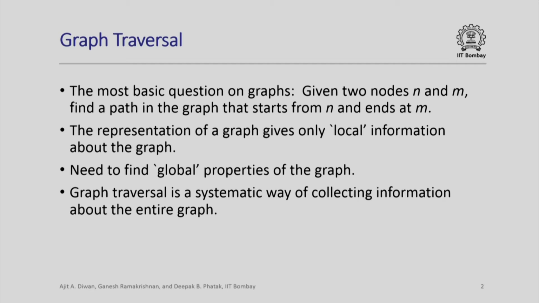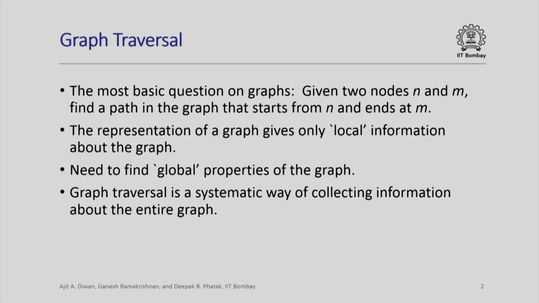So, the representation of a graph gives us only local information about the graph. For every node, it tells us which nodes are its successors, or given two nodes, it tells us whether one is a successor of another. But the properties of graphs that we are interested in are mainly global properties of the graph. So, existence of a path, for example, is a global property. Just by looking at all the successors of a given node, we cannot say whether there is a path from a given node n to m. We need to go through the list of all the nodes in the graph to say whether it is possible to reach a node m by a path starting from a node n.